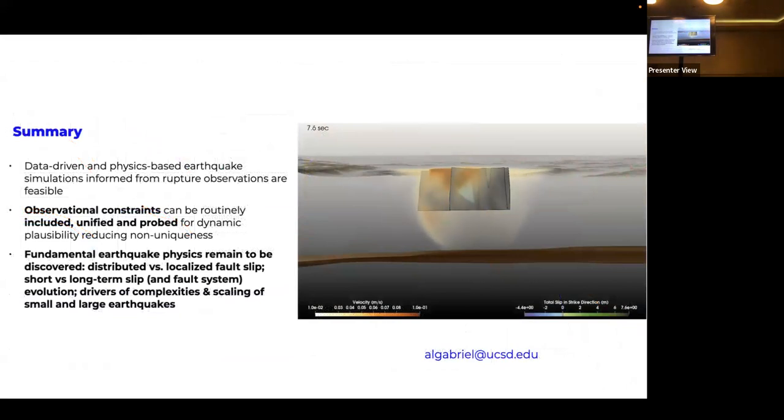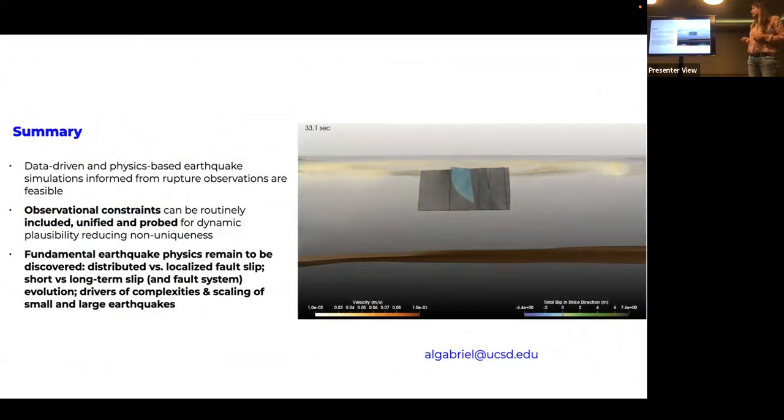So in summary, I showed some examples. I hope I convinced you that data-driven and physics-based earthquake simulations are feasible. We can routinely include observational constraints. We can unify and probe some of these models, for example, that are purely data-driven, in terms of dynamic plausibility, and reduce non-uniqueness. And there's a lot of fundamental earthquake physics that remains to be discovered.